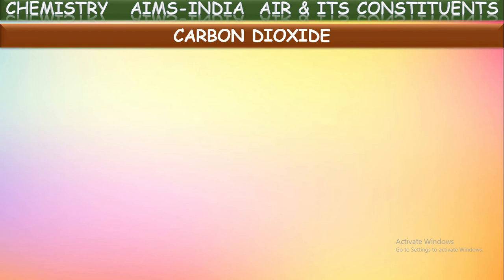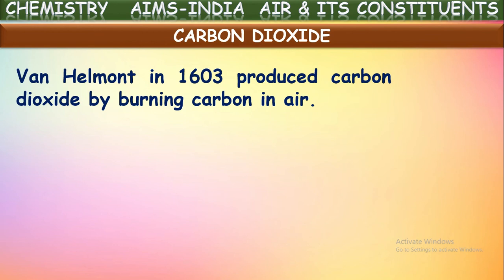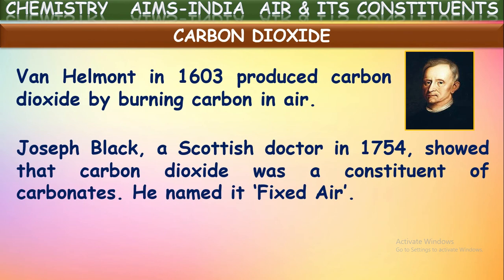Now let us see about another gaseous substance in the atmosphere, that is carbon dioxide. Van Helmont in 1603 produced carbon dioxide by burning carbon in air. Joseph Black, a Scottish doctor, in 1754 showed that carbon dioxide was a constituent of carbonates. He named it fixed air. Okay, who produced this carbon dioxide for the first time? Van Helmont. In 1603, he produced this carbon dioxide by burning carbon in air. Joseph Black showed that carbon dioxide was a constituent of carbonates. So by heating these carbonates, carbon dioxide can be prepared. This was found by Joseph Black. He named this gas fixed air.